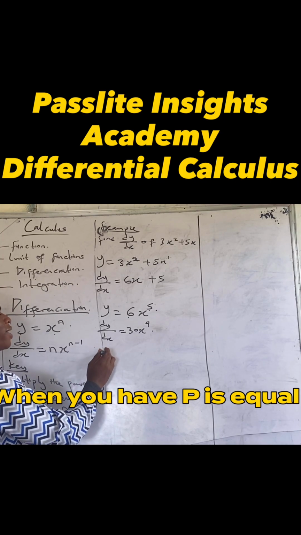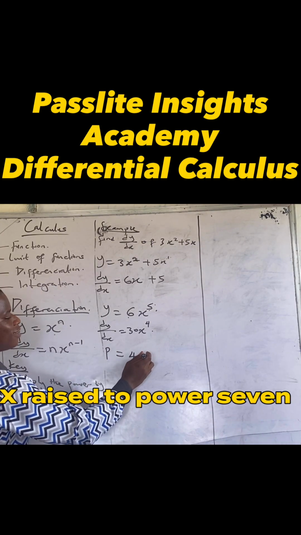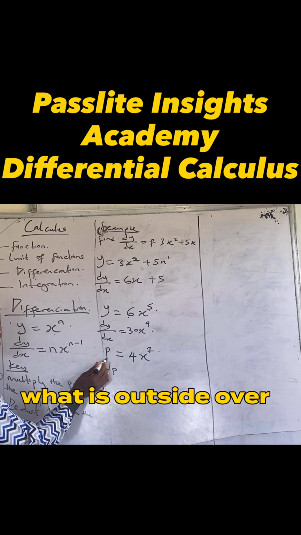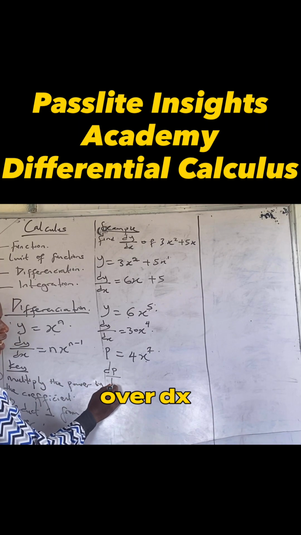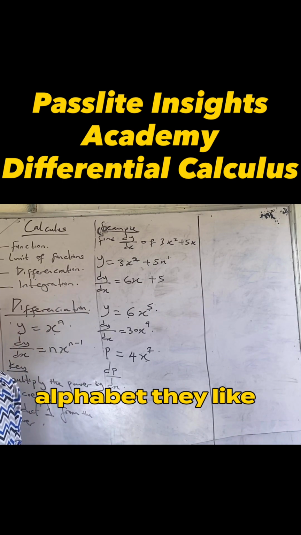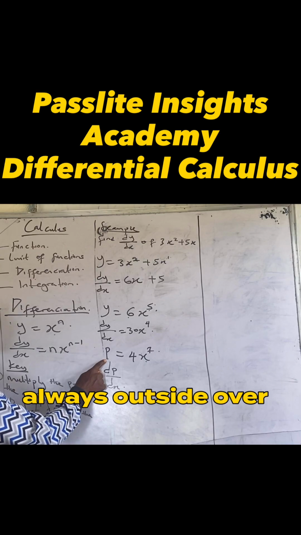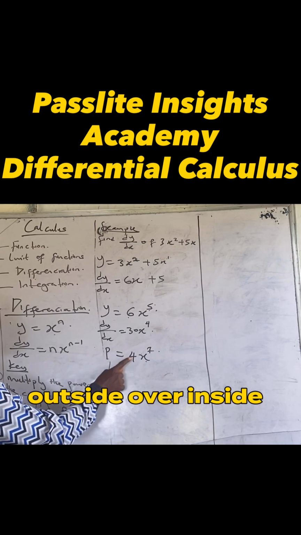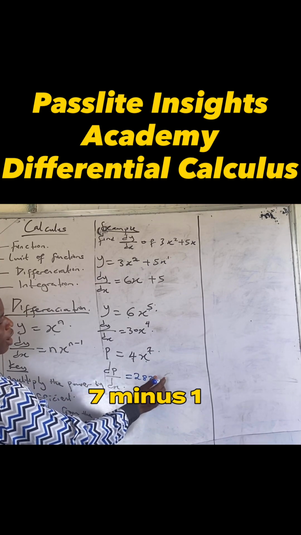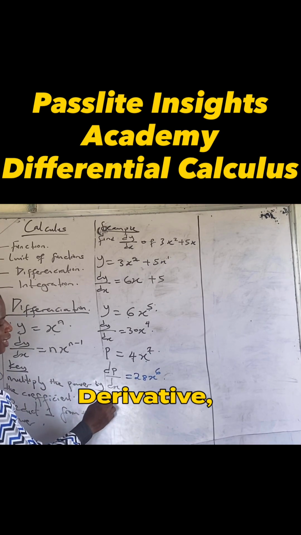When you have p is equal to 4s raised to power 7. So when you have this now, the p, what is outside over what is inside, over the s. It's not in most cases that it is y and s. You can give any alphabet they like. But differentiation is always outside over inside. So 7 times 4, 28, s raised to 7 minus 1.